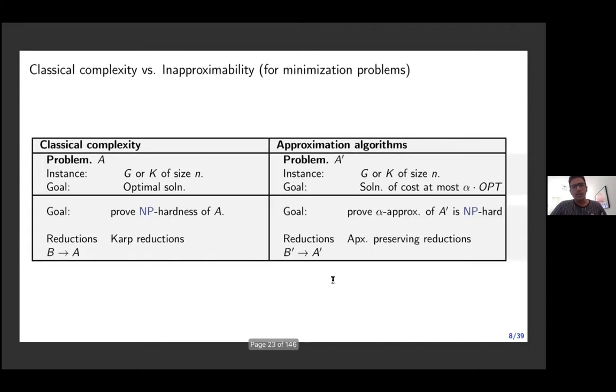And if you want to rule out a polynomial-time optimal solution in the classical world, then you often do it by showing that the problem is NP-hard. And the way to do it is to reduce a known hard problem to the problem at hand using so-called polynomial transformations or Karp reductions. And then in the approximation world, you would again reduce from a hard problem B prime to the problem at hand A prime using so-called approximation-preserving reductions.